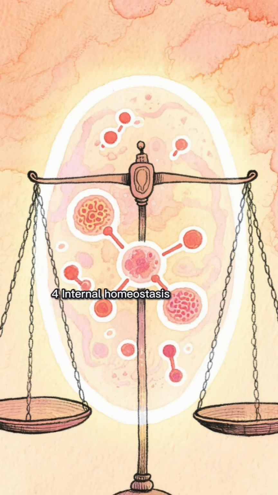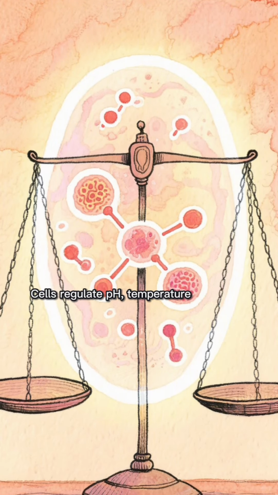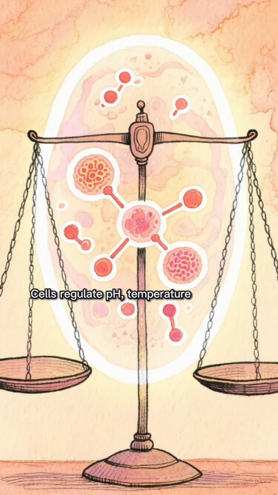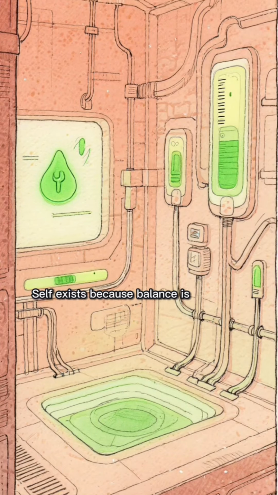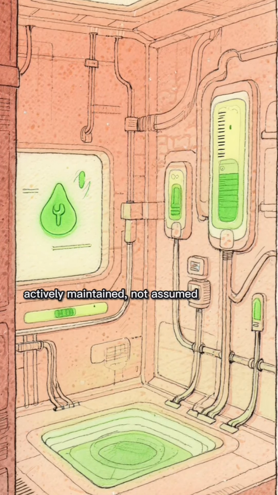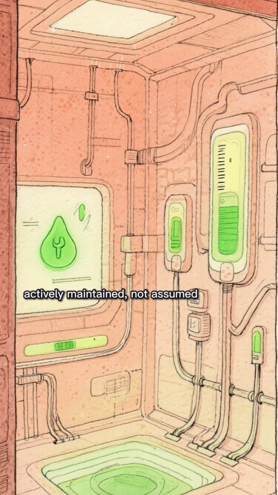4. Internal homeostasis. Cells regulate pH, temperature, and molecular balance continuously. Self exists because balance is actively maintained, not assumed.